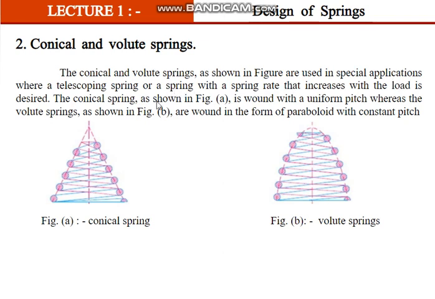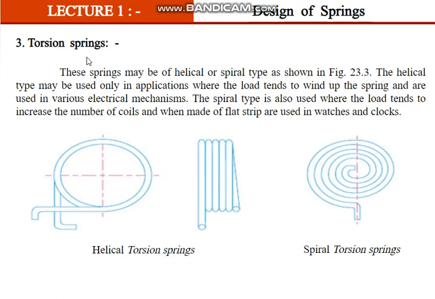Okay, and the conical spring as shown in figure is wound with a uniform pitch. The pitch is uniform. Pitch means what? The distance from here to here, here to here. The pitch is uniform. Whereas volute springs are wound in the form of a paraboloid with constant pitch. Both are constant pitch only, but the conical spring will have cone shape, and the volute spring will have parabola shape. And the next one is torsion springs.